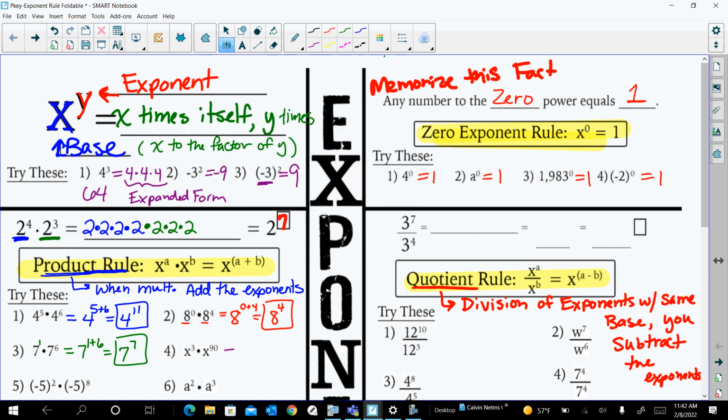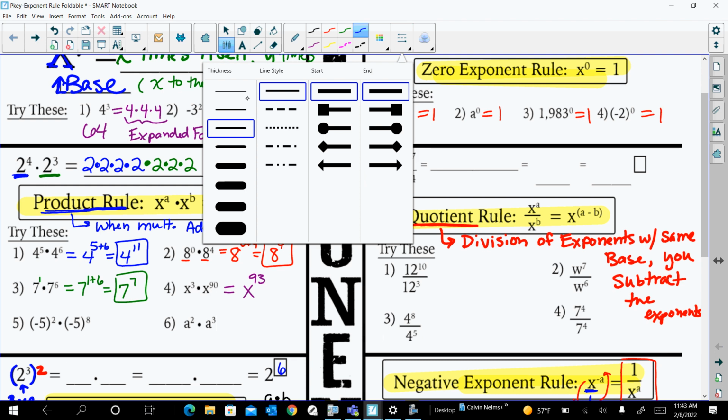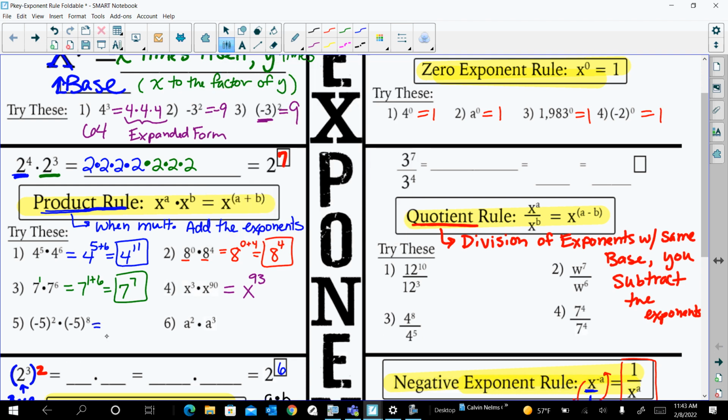Alright, hopefully on 4, x to the 93rd. Okay. Keep your base, remember. On 5, the negative 5 is the base. So hopefully you wrote that to the 10th power. 2 plus 8 gives you 10.